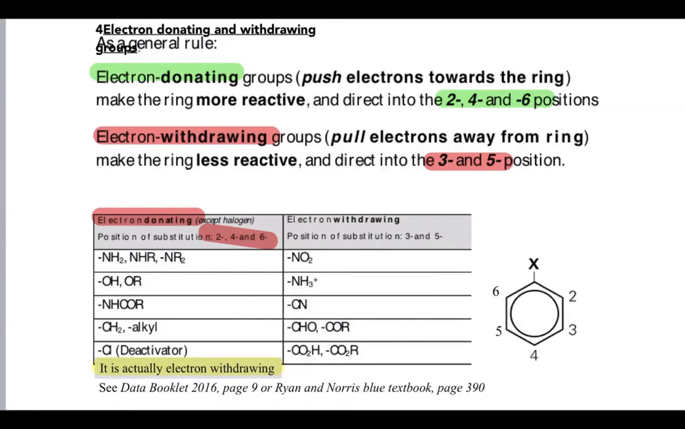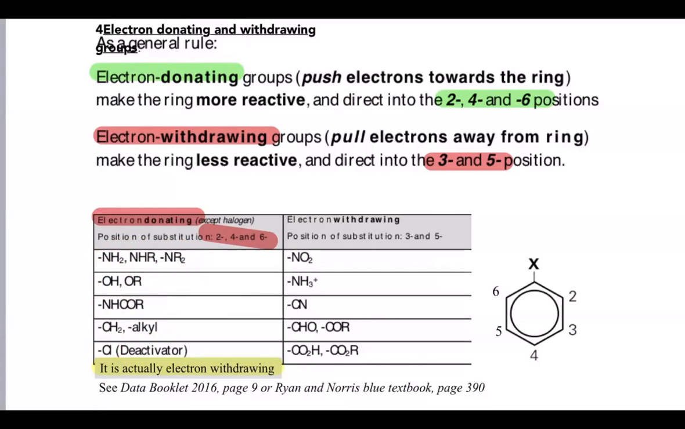If we go through this, NH2, NHR, these are your primary, secondary, tertiary amines. OH is your alcohol, your hydroxy group. They activate the 2,4,6 positions. NHCOR is your amide. CH2 or any other alkyl group, ethyl, methyl, propyl, butyl, they all activate your 2,4,6 positions. Cl is not electron donating, but it activates 2,4,6. So Cl is the only exception where it is not an electron donating group.